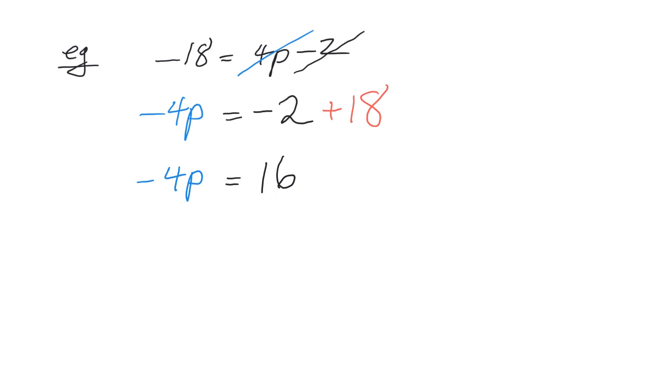Now what? The last stage of our solution is to divide both sides by the minus 4 that's sitting in front of our variable here. So we divide both sides by negative 4, and that gives us p by itself is equal to 16 divided by negative 4, which is negative 4, and we are done.